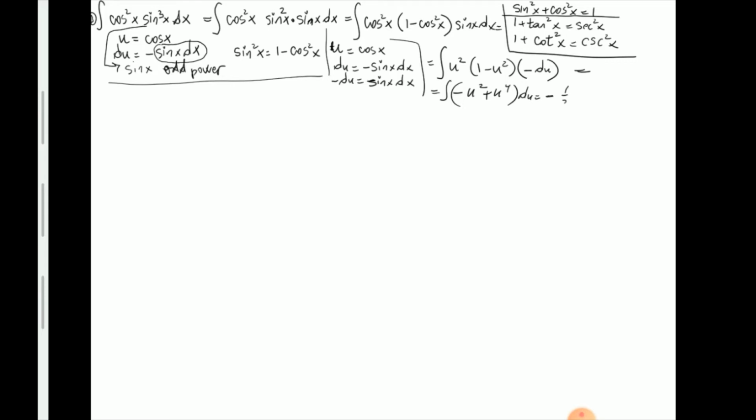And then finally, power rule. And yeah, let's finish it here. Equals minus 1/3 cosine cubed x plus 1/5 cosine to the fifth x plus a constant C.